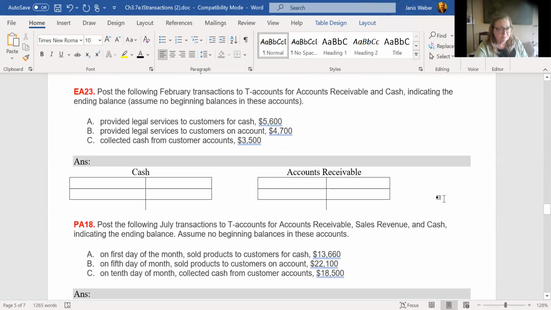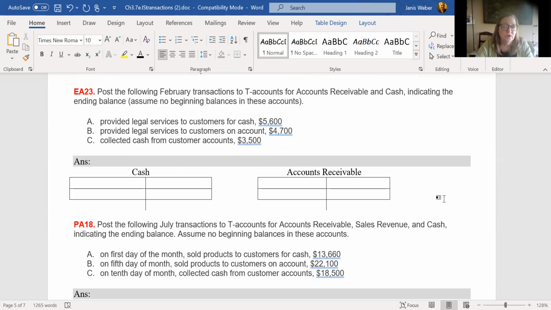EA 23, post the following February transactions to T accounts. The easiest way to know you're posting transactions correctly is if you make the journal entry and then post it. But we're just going to do the journal entry in our head on these so we can get them in the right account. The first one, provided legal services to customers. The only ones we're going to post are the ones that affect accounts receivable and cash.